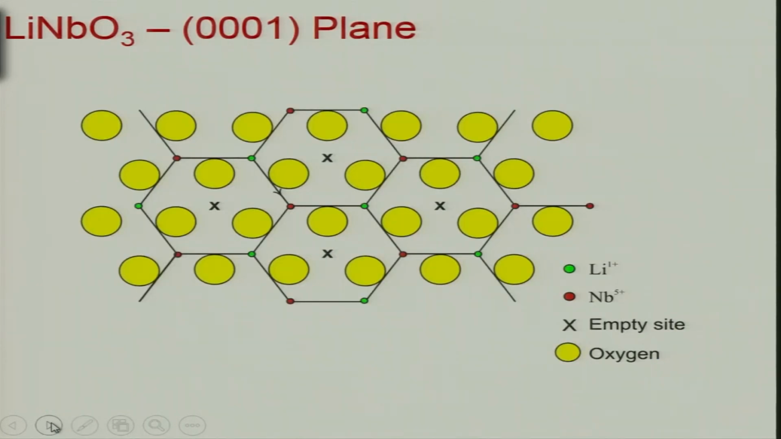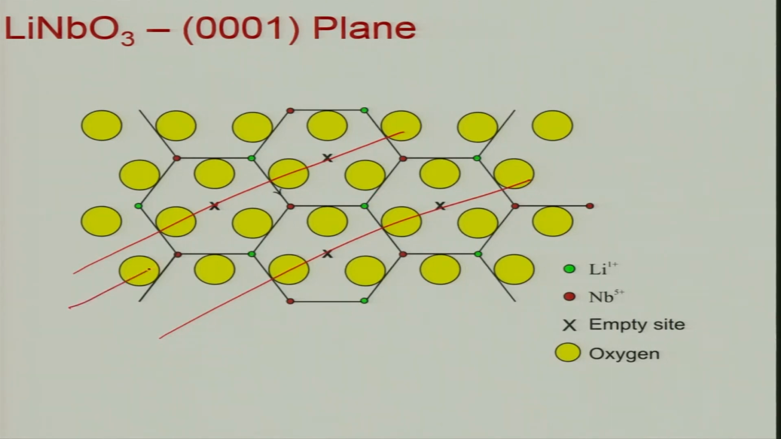Finally, this is how it looks from the top view. This is the oxygen layer, and these are all octahedrally coordinated. So this is lithium, niobium, lithium, niobium, lithium, niobium, and this site in the middle is empty. These are empty channels, and these are filled channels: a filled channel of niobium, a filled channel of lithium, and an empty one. You can look at this in various ways, but you have to maintain the 2/3 filling.